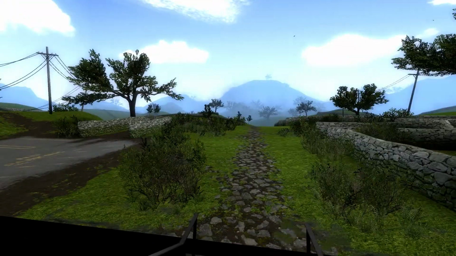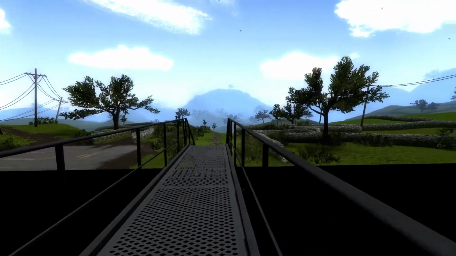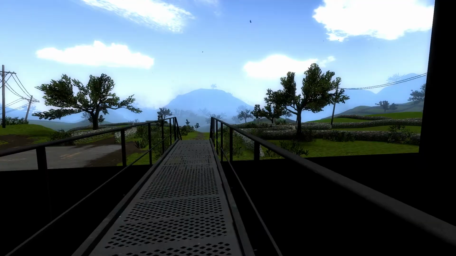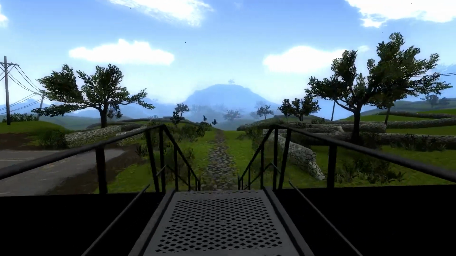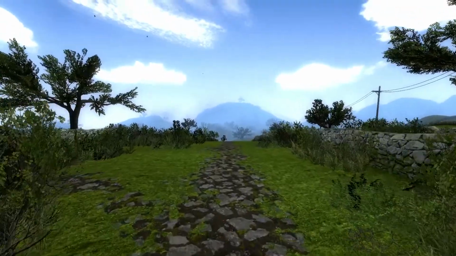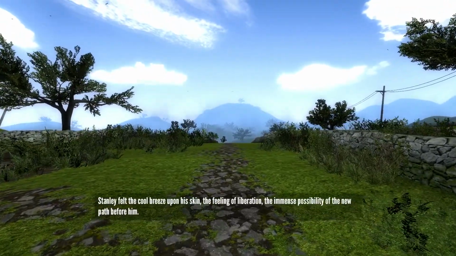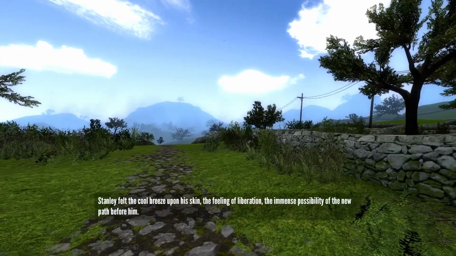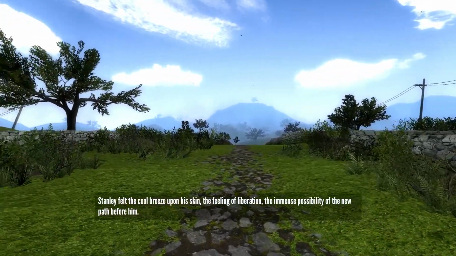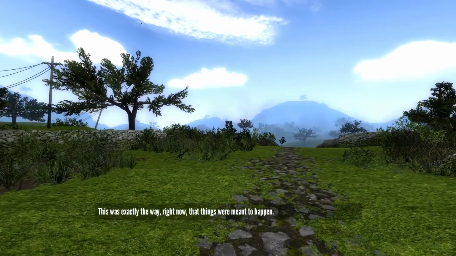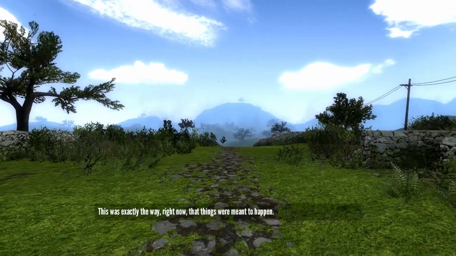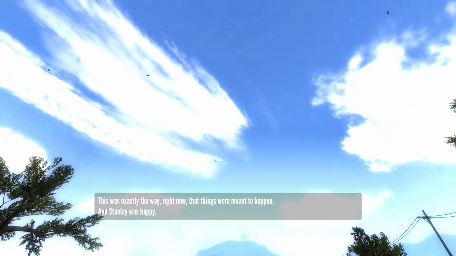But what if I don't want to? Are you going to say anything if I don't? Stanley felt the cool breeze upon his skin, the feeling of liberation, the immense possibility of the new path before him. This was exactly the way, right now, that things were meant to happen. And Stanley was happy. Achievement unlocked. Beat the game.